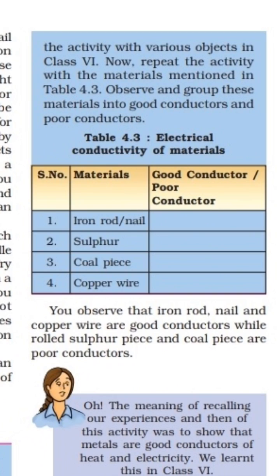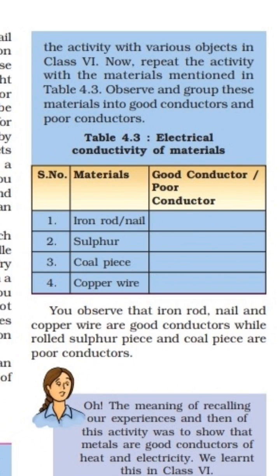Now repeat the activity with the materials mentioned in table 4.3, observe, and group these materials into good conductors and poor conductors. We already completed this activity in class 6. Now see the activity again. Table 4.3, electrical conductivity of materials. Serial number, materials, good conductor or poor conductor.